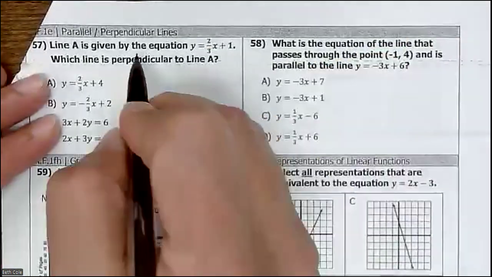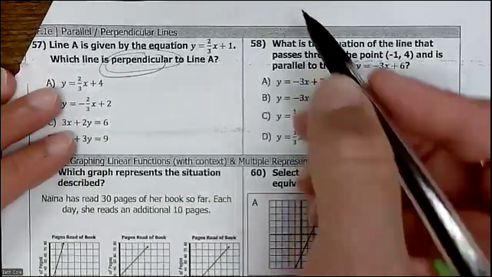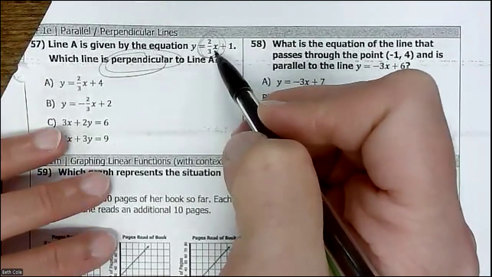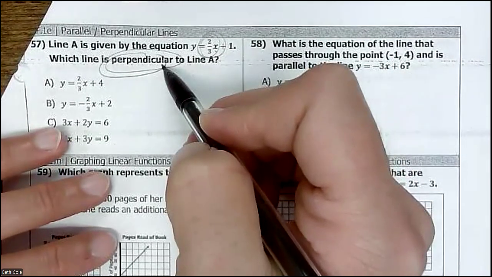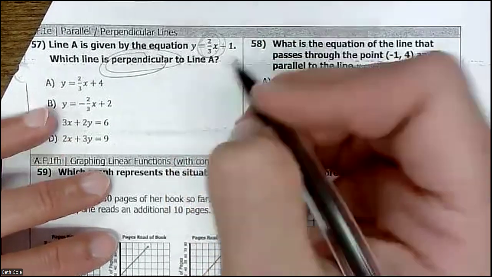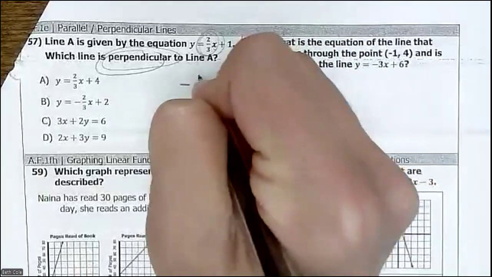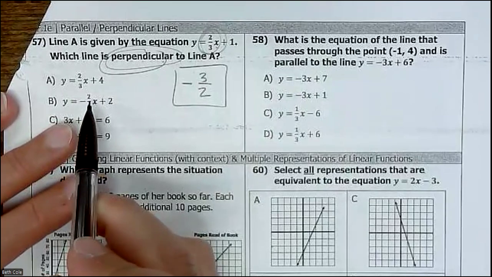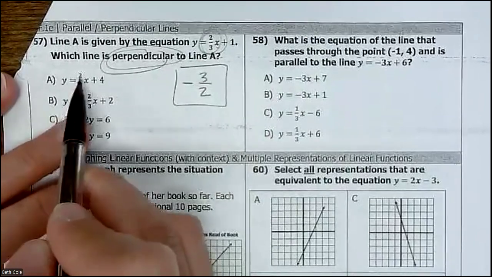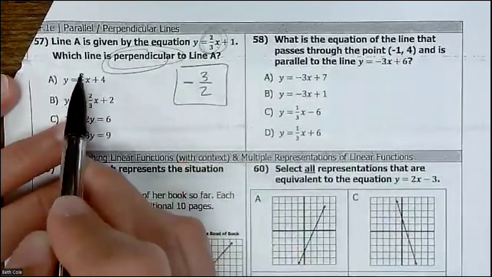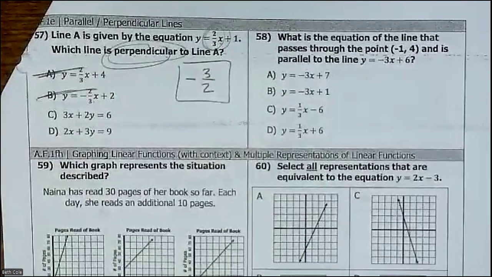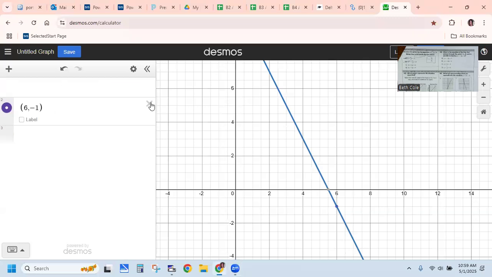Okay. Now this says perpendicular. What is the slope of this line? 2/3. Perpendicular means you're going to change it. So instead of positive, it's going to be negative, and you're going to flip it over. Now, these two, good job. These two are written in y equals mx plus b. Do they have a -3/2 slope? No, so it's not either of those. We're going to have to test the other two to see if they have a -3/2 slope.